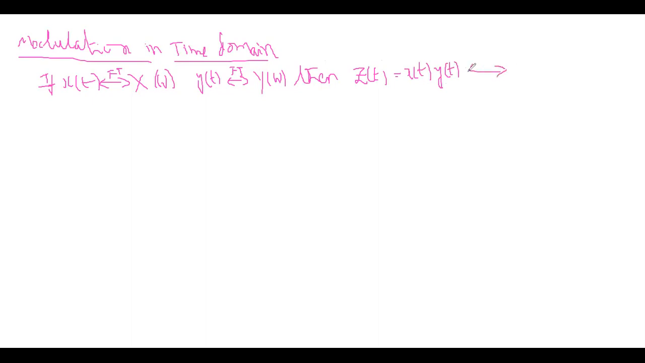Its Fourier transformation is z of omega equal to, with a factor of 1 by 2 pi, x of omega convolved with y of omega. Okay, my dear students, you have to prove that one. Let me go for the proof.